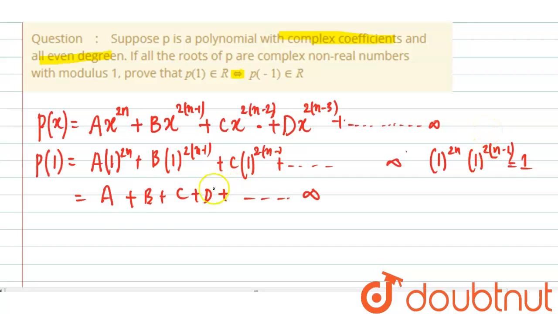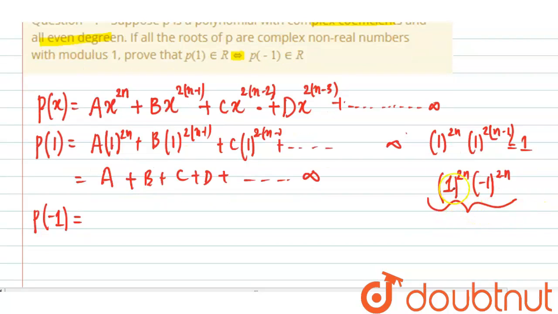Fine. Next, it is saying you calculate p(-1). One thing to notice here is that if you put 1 raised to power 2n or minus 1 raised to power 2n, it is not going to make any difference at all. You know why? Because 1 raised to power even is the same as minus 1 raised to power even. So the effect that p(1) produced will be produced by p(-1) as well.